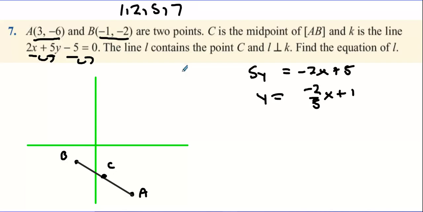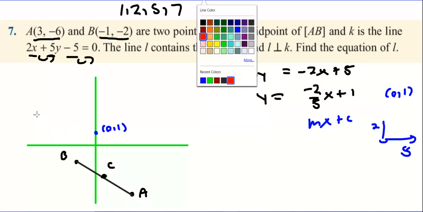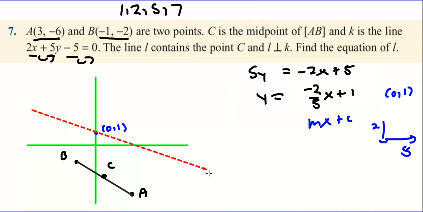So essentially what we're dealing with here is that it crosses at 0, 1. See, the c value will be 0, 1. So 0, 1 will be somewhere up here. And it has a slope of 2 down and 5 across. It doesn't have to be parallel to the black line, not at all. There's no relationship between them in that manner. So I'm just going to do a line like this. Now we can see they're not parallel to each other.